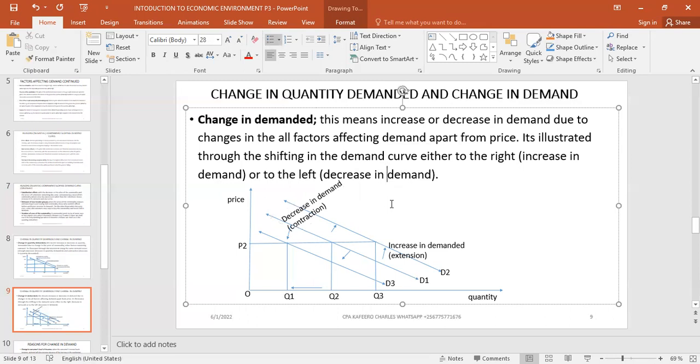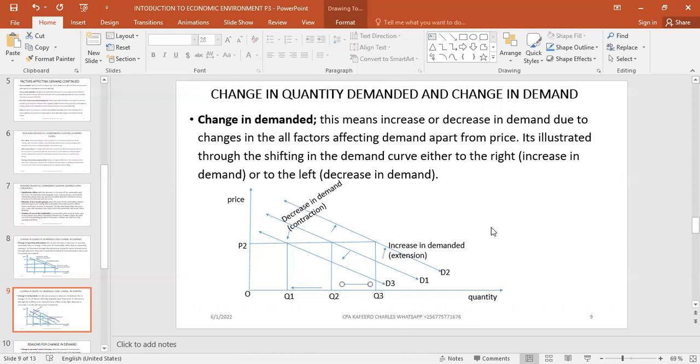So when the output is increasing, it is increasing at a constant price. We said if the quantity is increasing as a result of other factors influencing the demand for the commodity, we expect that we shall be having an increase in demand. I hope you've got that.